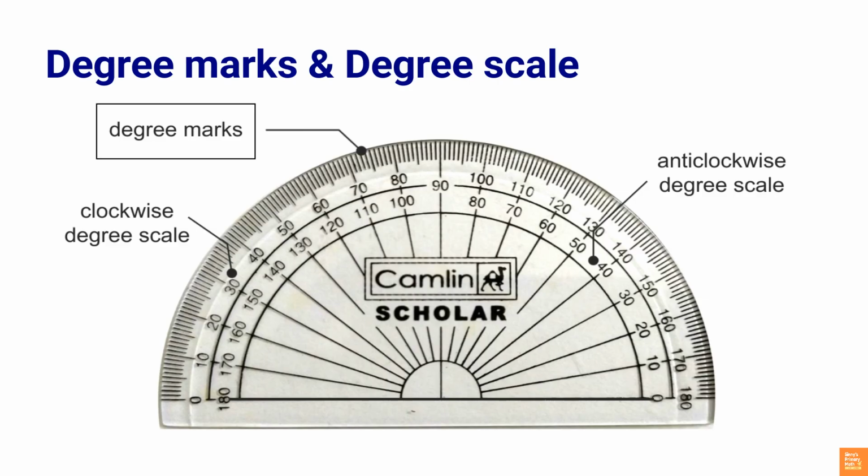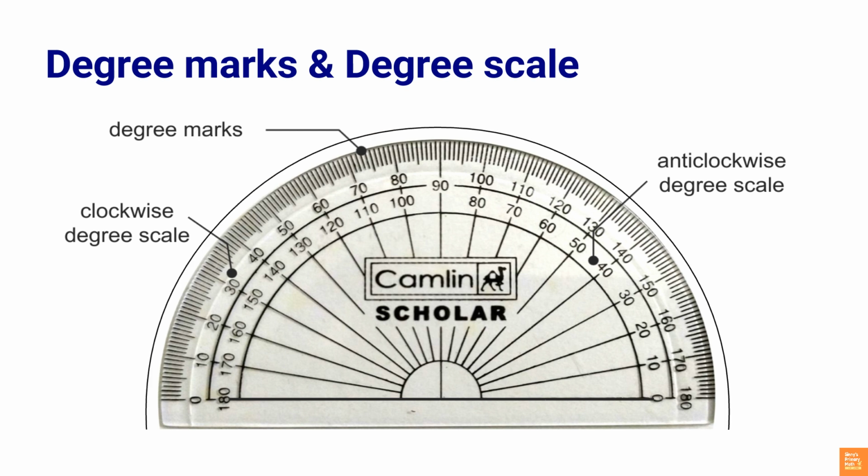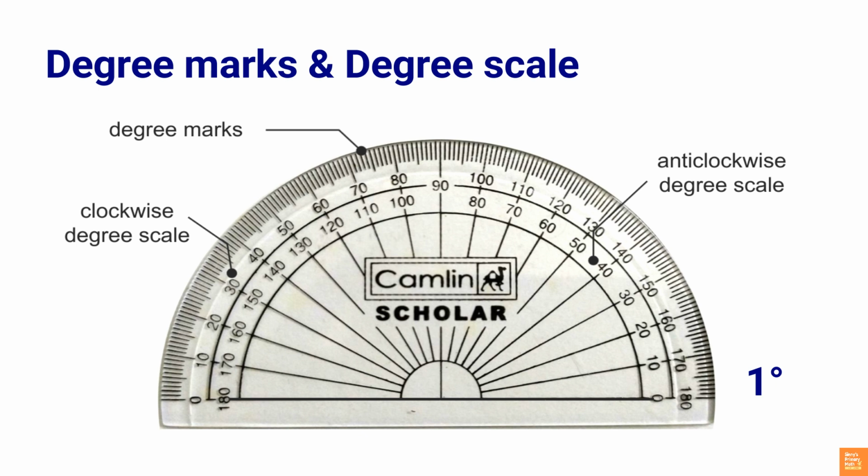Degree marks and degree scale. Notice how the degrees are labeled on the protractor. A semicircular protractor represents an angle of 180 degrees which is divided into 180 equal parts by marking with small line segments at the circular edge of the protractor. Every 1 degree is denoted by a small size line segment. Every 5 degrees is represented by a medium size line segment and every 10 degrees is denoted by a large size line segment.